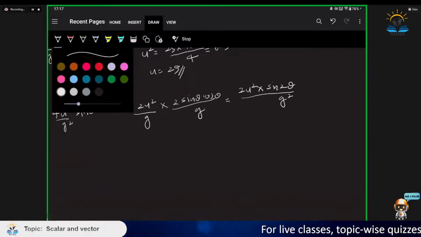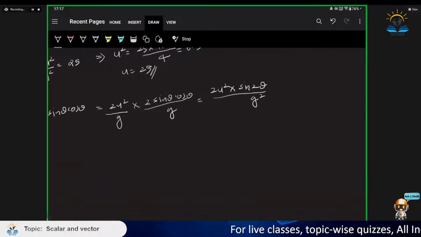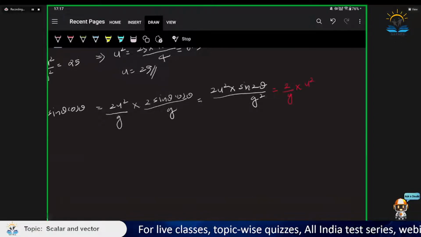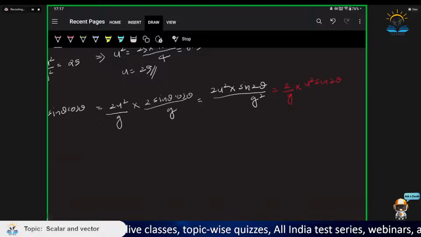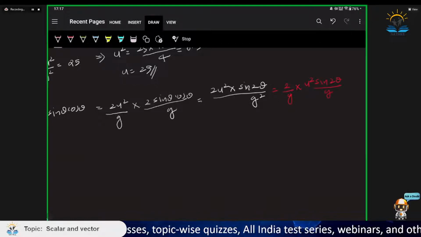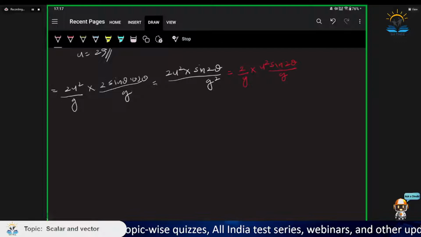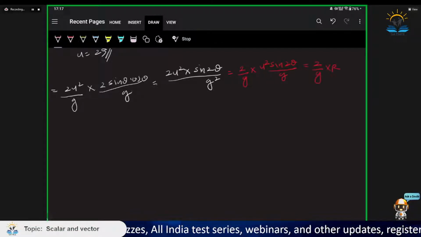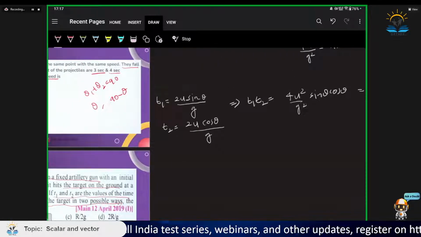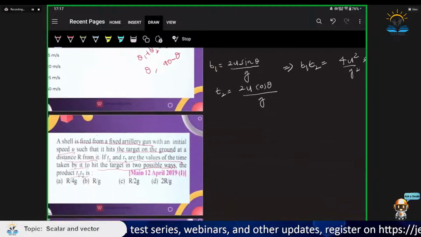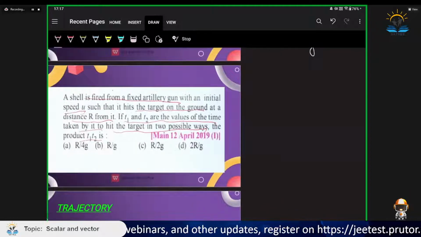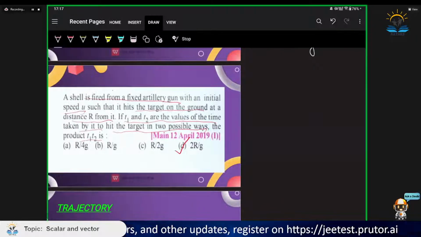That is a range. So from this equation, we can take 2 by g into u square sin 2 theta divided by g. U square sin 2 theta divided by g is a range. So I can write it as 2 by g into R. So our option is 2R by g. Option D will be the correct option.